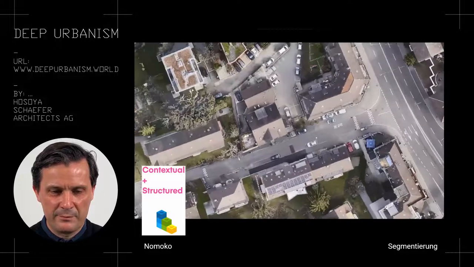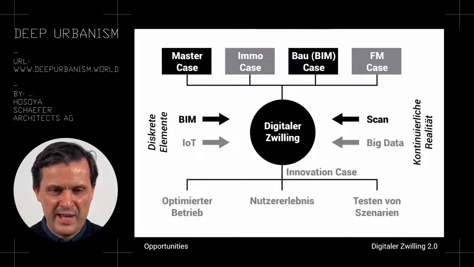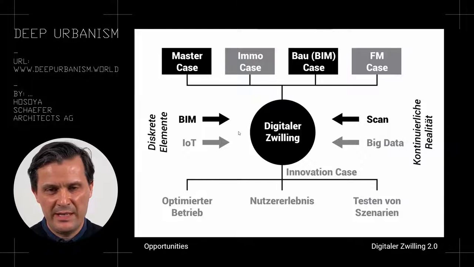But nevertheless, the future we could envision is that the digital twin is fed both by discrete elements, so BIM or Internet of Things, as well as continuous elements, scanning or big data, which needs to go through some process of segmentation, so that you could have these different use cases, which we have seen in Zug, the technology cluster Zug, in order to better operate, to better use, and to do some form of scenario planning of the city.